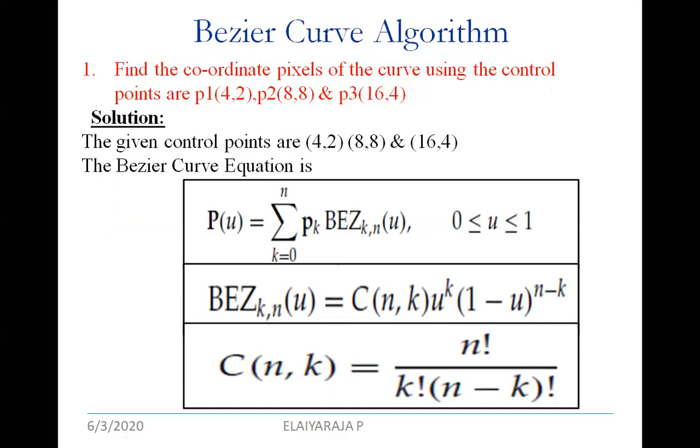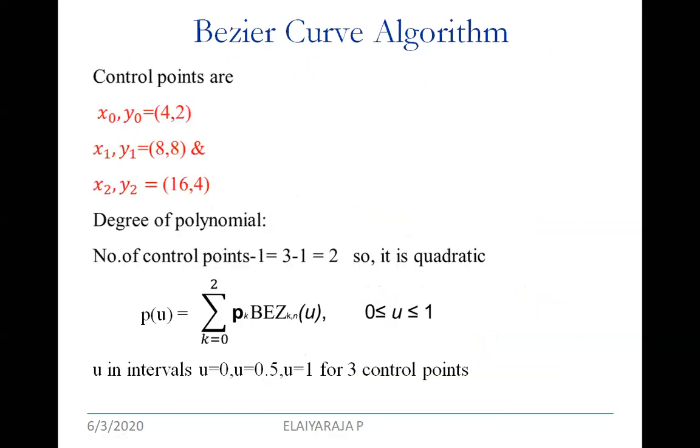Okay, first you have to write the Bezier curve equation, which is the summation of P of u over all control points, along with each control point's Bezier blending function, where the u value is set between 0 and 1. Okay, first write the given control points. The given control points are (4, 2), (8, 8) and (16, 4).